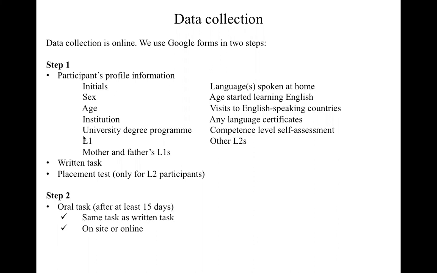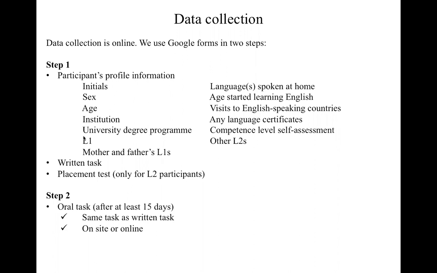In the first section, we collect data from the participant's profile. As I say, this type of information, learner-related data, is crucial in learner corpora. So we ask the participant to give information about themselves, so the sex, age, institution, degree program, of course the L1, the mother and father's L1s, the language they speak at home, what age they started learning English, whether they've visited any English-speaking countries and spent some time abroad, whether they have any language certificates.